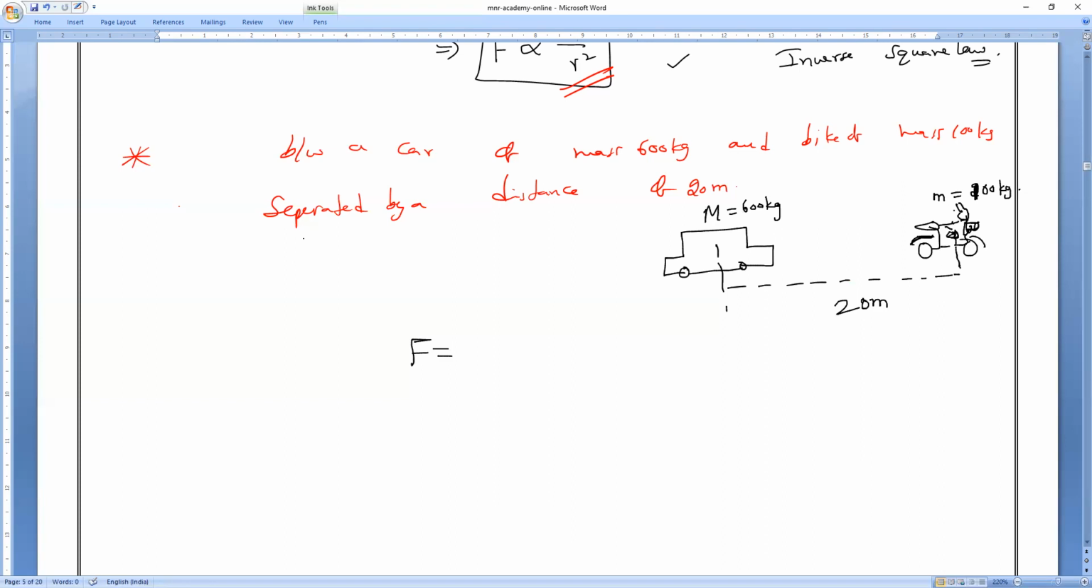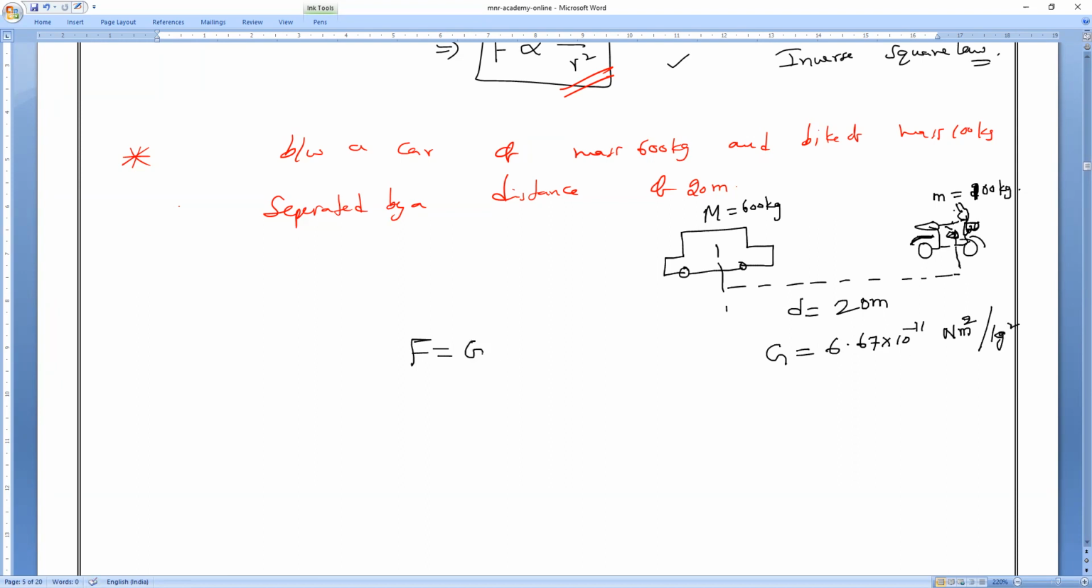You have to write the given data, guys, neatly. Mass of the car, capital M. Next, mass of the bike, small m. Next, distance between them, d equals 20 meters. Next, the gravitational constant value, which is 6.67 into 10 power minus 11 Newton meter square per kilogram square.